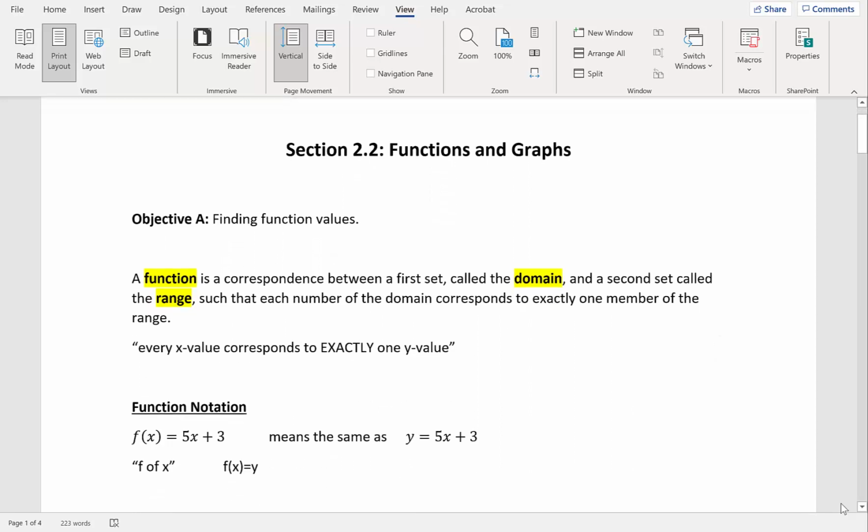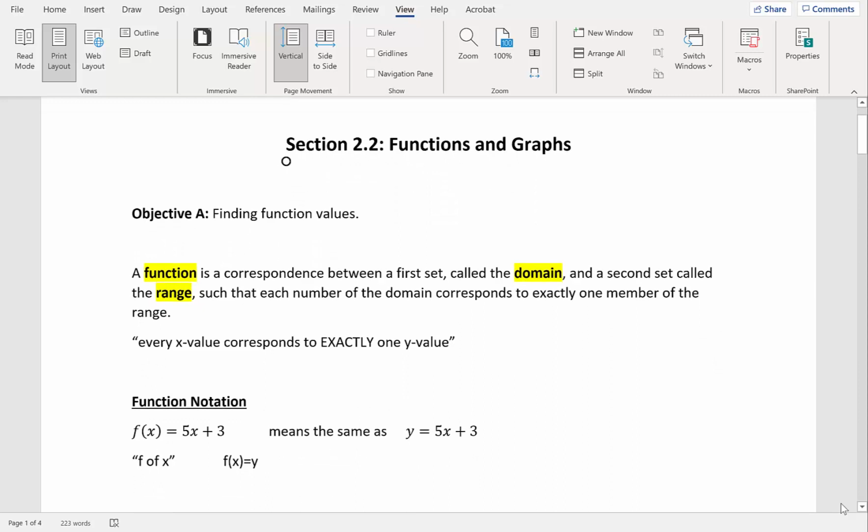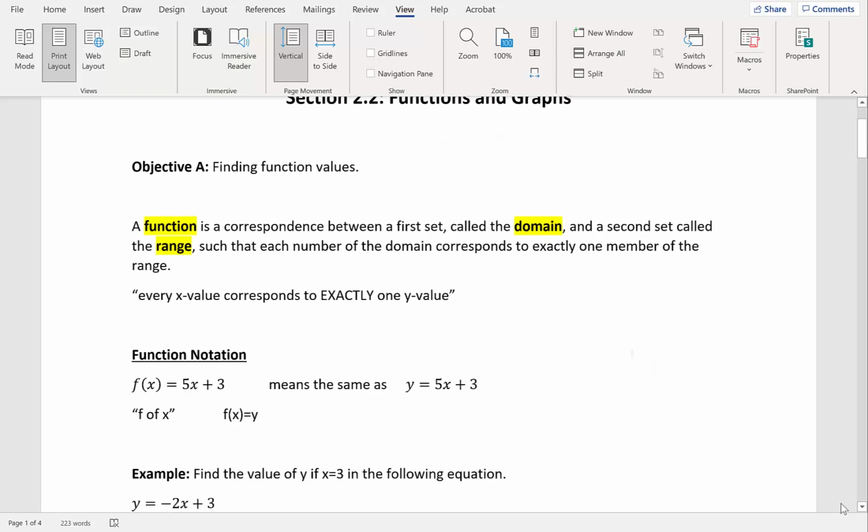Let's take a look at function notation. So we have f of x is equal to 5x plus 3. This means the same as y is equal to 5x plus 3. So over here, f of x is just equal to y. F of x is our y value.